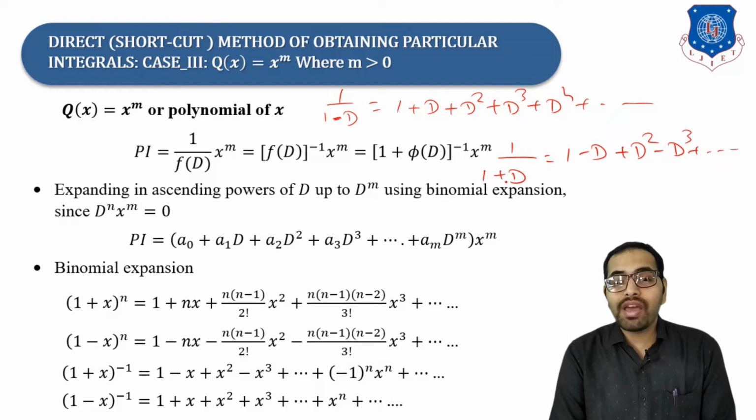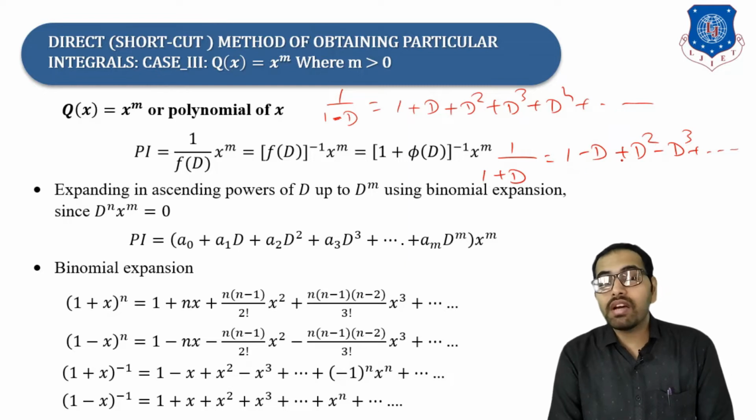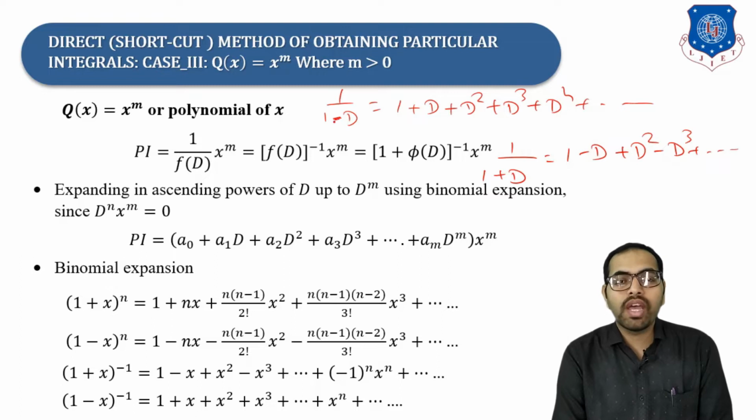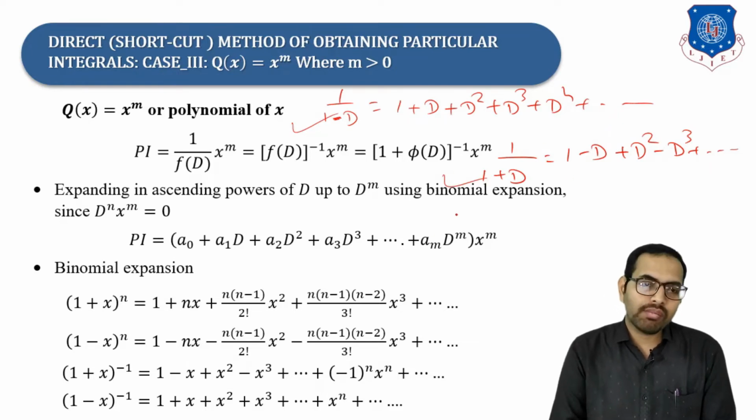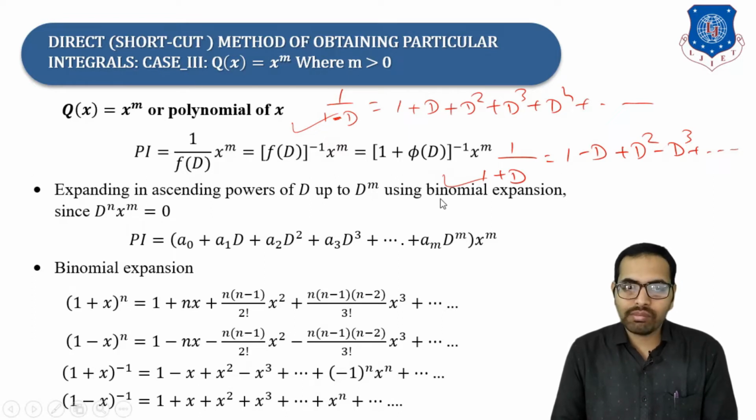Whenever our phi of D becomes 1 upon 1 plus D, the signs are alternating, plus, minus and so on. And for 1 upon 1 minus D, the sign in the denominator is negative, so each and every term is positive. Mostly we can use these two formulas in our examples. Let's move on to solve one example.